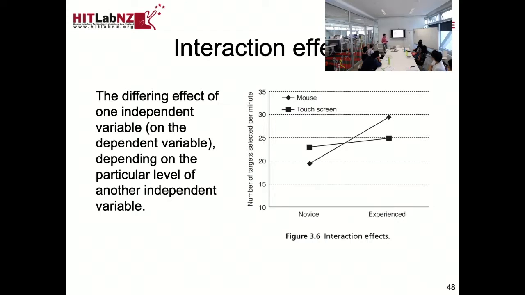Actually, we don't know which independent variable caused some result. So there is some way of measuring. We call that an interaction effect, which means each independent variable impacts the other. In this case, there is a mouse and a touch screen, but some participants were novices and some participants were experienced people. So in this case, maybe we can see some interaction effect.